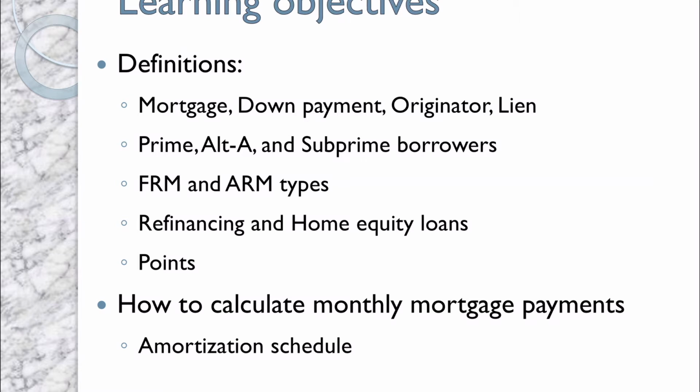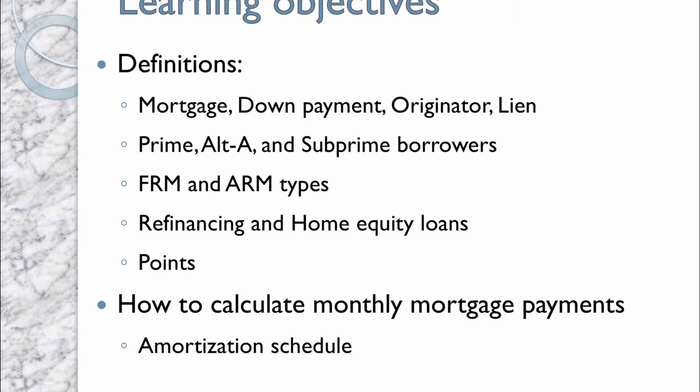We'll talk about fixed rate mortgages and also adjustable rate mortgages. We'll talk about refinancing and home equity loans, and we'll also discuss this thing called points. Then we'll move forward into how to calculate monthly mortgage payments and creating an amortization schedule.